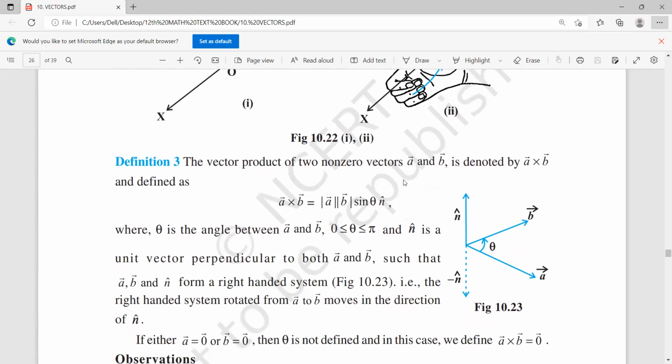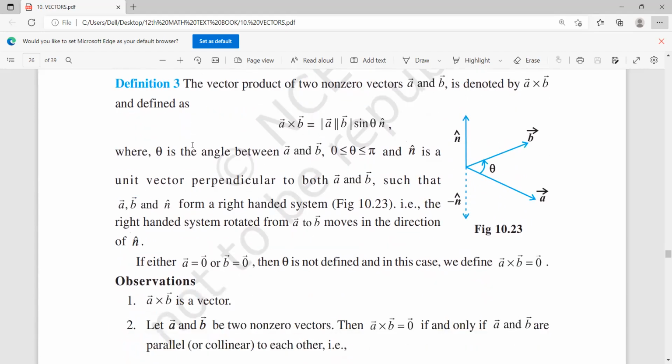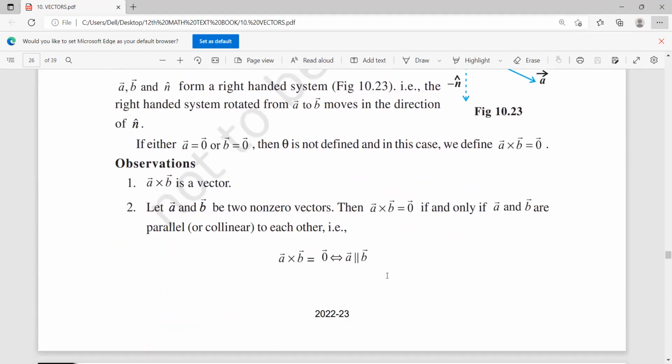And here the vector product of two non-zero vectors A and B is denoted by A cross B equal to mod A mod B sin theta n cap. Here theta is the angle between A and B, between 0 and pi, and n cap is a unit vector perpendicular to both A and B, such that A, B, n cap form a right-handed system. If A or B is 0, then the vector cross product is 0. Theta is not defined and not required.